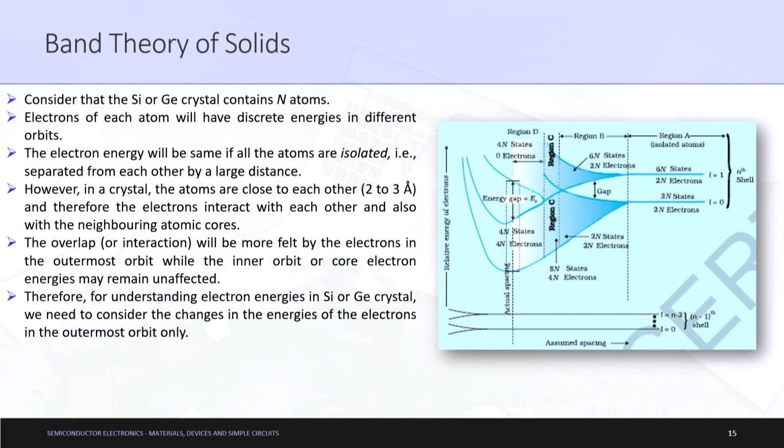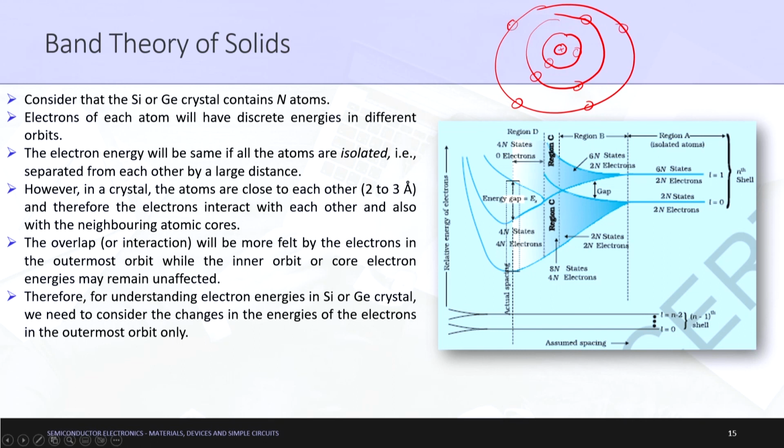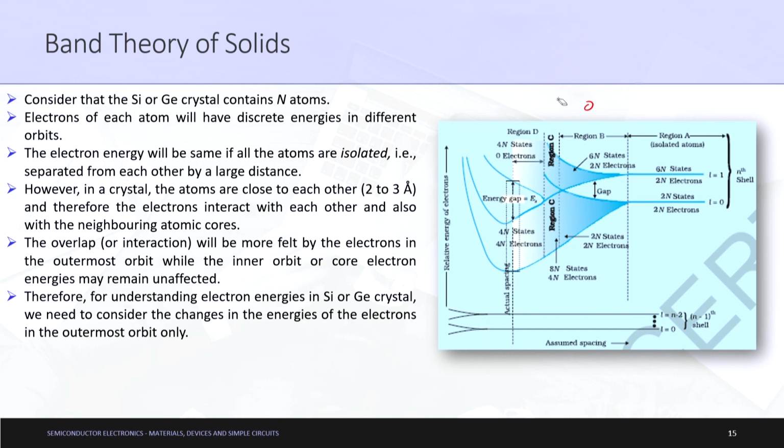Consider that the silicon or germanium crystal contains n atoms. As in the previous discussion, the crystal has n atoms. The electrons of each atom will have discrete energies in different orbits, quite evident. Let us say this is the neutron, proton, and this is the orbit. There will be electrons here, here and here, but these electrons will be in different energy states, and because of that they will have different energy values.